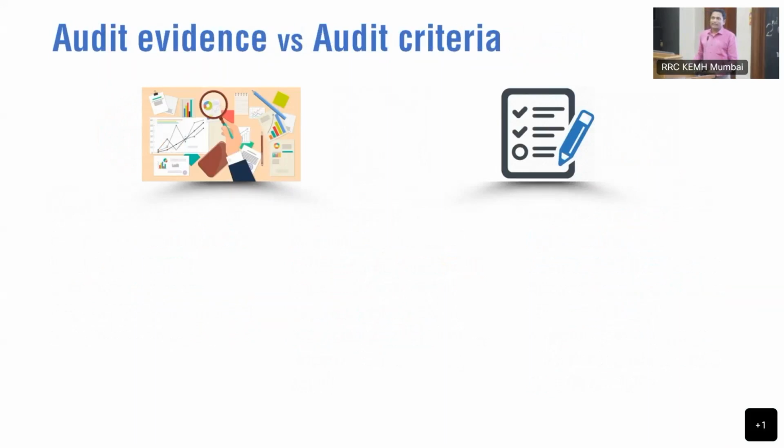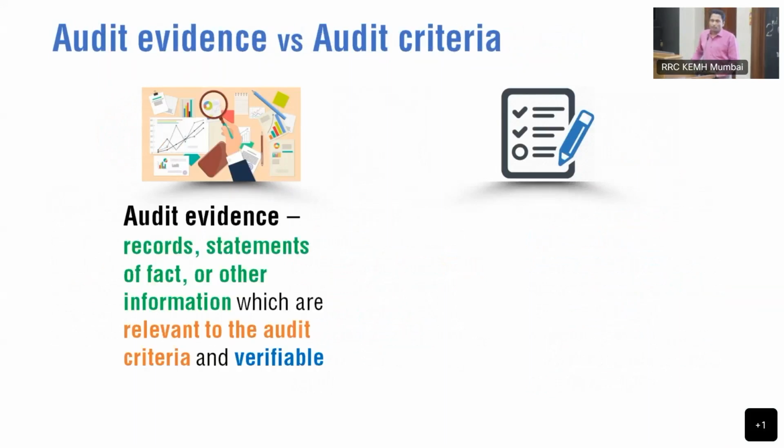Audit evidence and audit criteria. What is audit evidence? The evidence which the auditor finds during the audit. It may be a record, it may be a statement of fact or other information which is relevant to the audit criteria, and it is verifiable. It should be verifiable against the available standards.